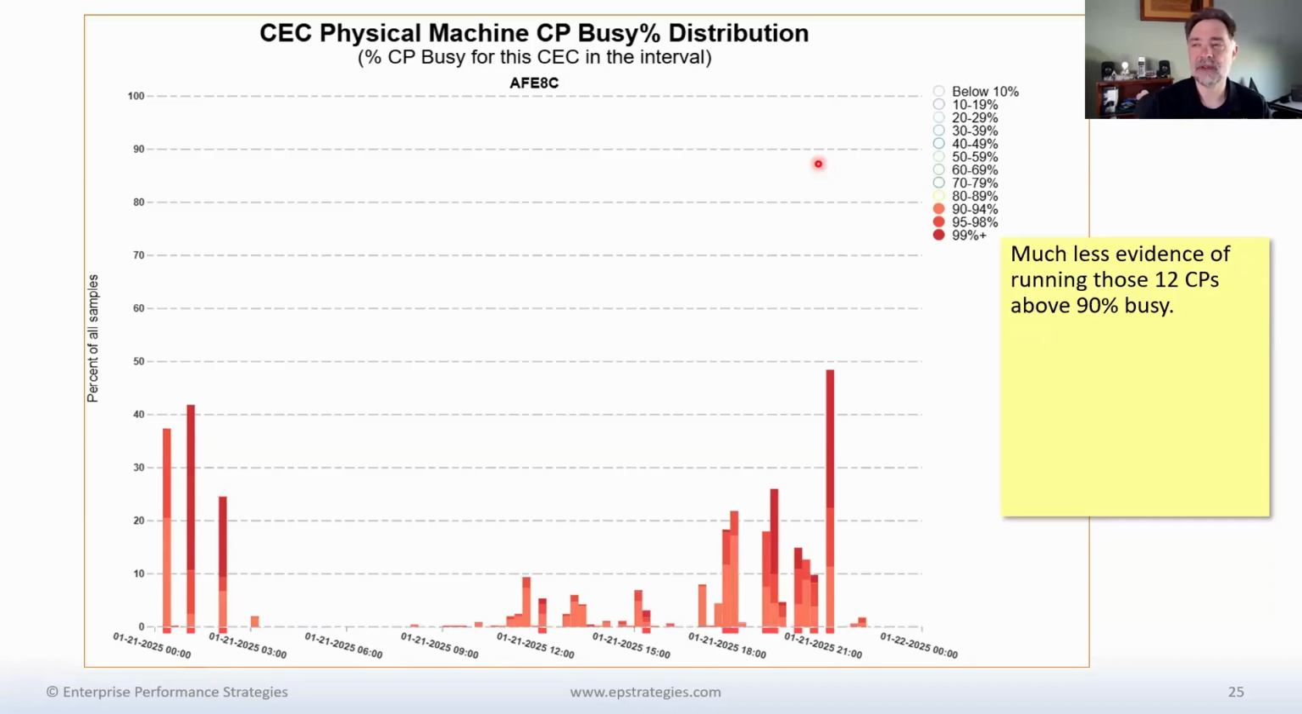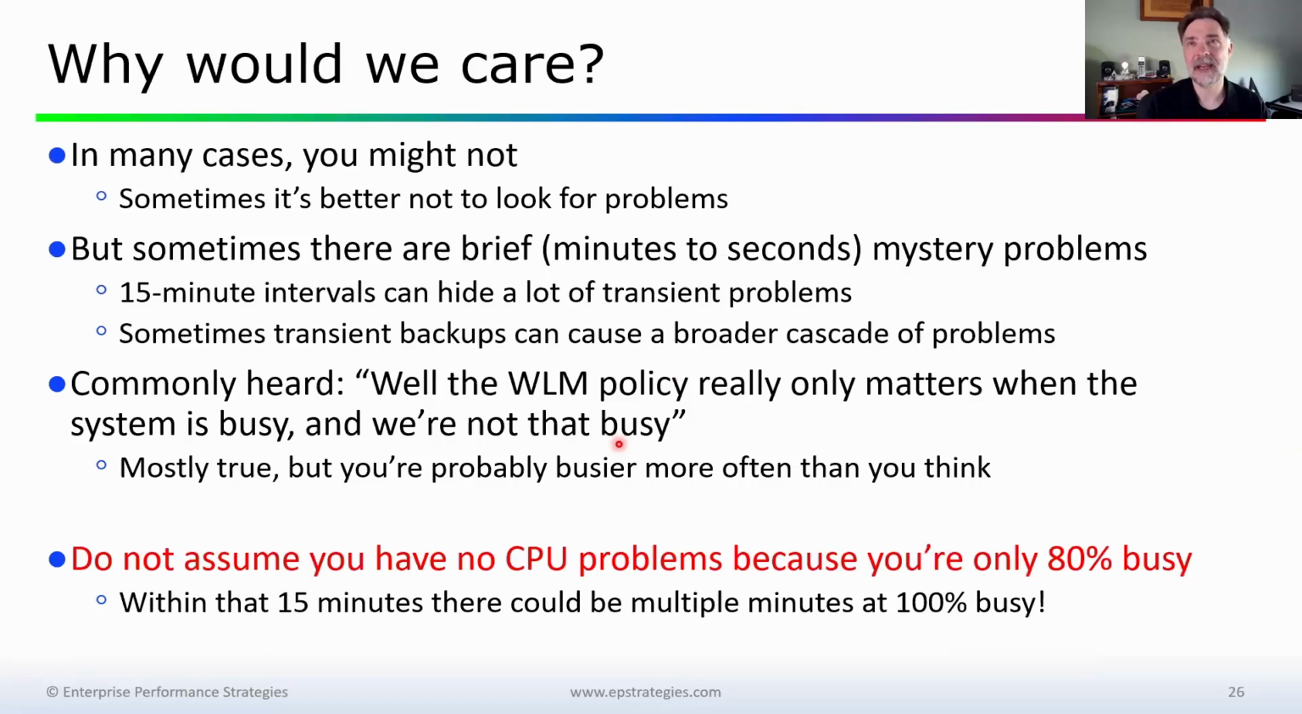And if we, again, get rid of the ones we care less about, we do see that there are times, again, where we're 20%, even almost 50% of the interval, where we're above 90% busy. But a little less evidence than on the 5-way machine, as we'd expect on the 12-way. Now, would you care? In many cases, you might not, right? If you're not having a problem, sometimes it's better not to look for a problem. So that's great. If your phone's not ringing, maybe you don't necessarily care about this.